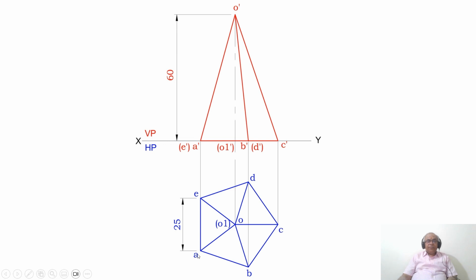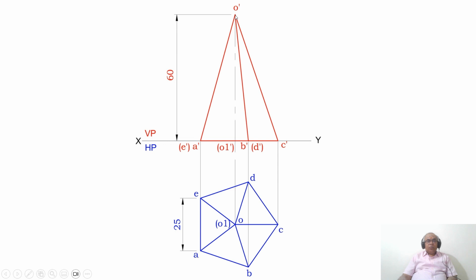As you look from the front view, ABC is visible, so A dash, B dash, C dash are visible, and you will mark them. D and E are away from the observer, therefore you must keep them in bracket, D dash and E dash. Then, as you know, the height of the pyramid can be seen in the front view. So from this O1 dash, you measure a distance of 60 and mark this point as O dash.